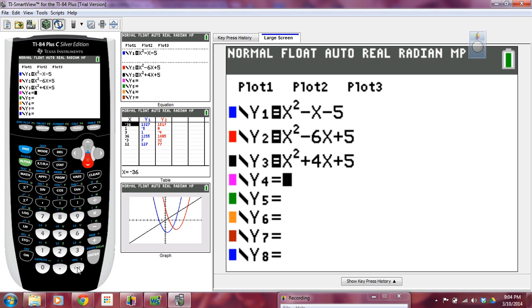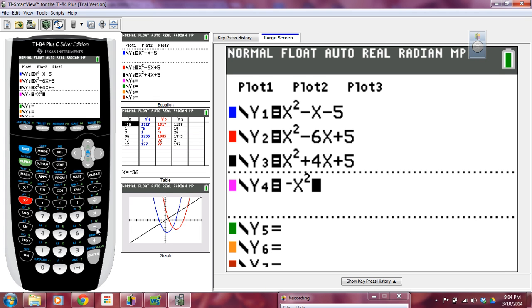And last but not least, negative x squared minus 6x plus 5. Now remember, you don't have a time constraint when you take this test, so you can kind of just get it all in there. And look, my thing's cool. It actually shows me everything all at the same time. That is pretty awesome.